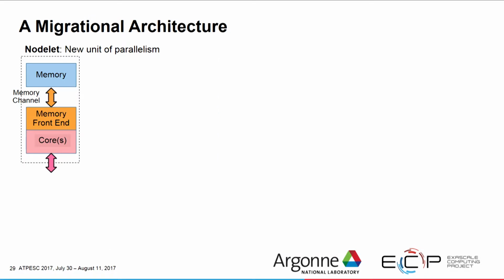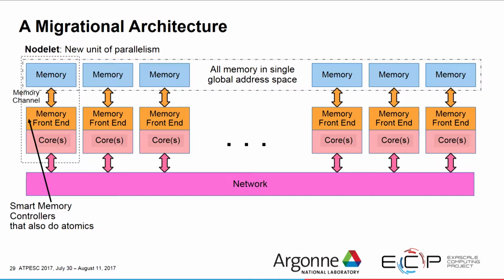And so the notional migrational architecture makes what I'll call a nodelet as the unit of parallelism. It's a single memory channel, a chunk of memory, a memory front end, which is essentially memory controllers and some extra logic to do atomics, and then some number of somewhat specialized cores next to it. And so to build the system, you just have lots of these things. As I said, in this case, it should be the memory that's the unit of parallelism, not the core. And all the memories in this system all share the same global address space.